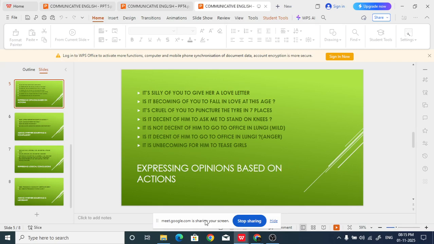I will make a sentence. It is not good for him to take non-veg in the night. It is not good for him to take non-vegetarian food in the night. So this is mild. But if you want to ask with a question, how will you ask? Is it good for him to take non-veg in the night?